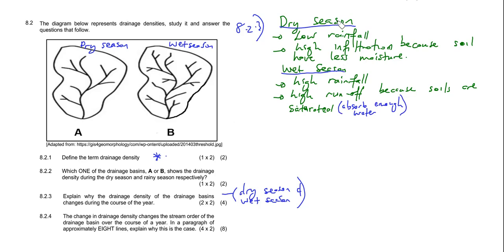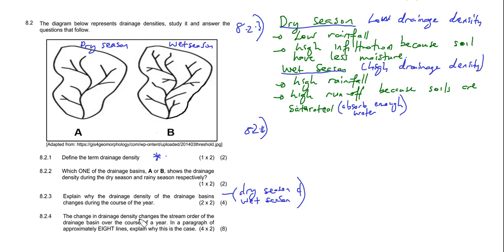So here in the dry season, we are saying it is associated with what? Low drainage density, and here we are saying it's a high drainage density. Okay, let's move on to the last question here, 8.24.